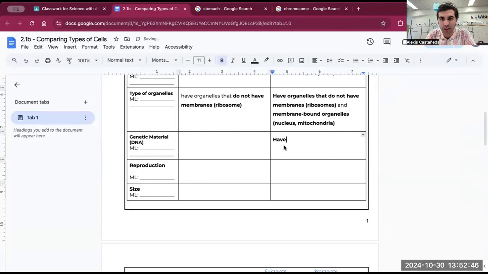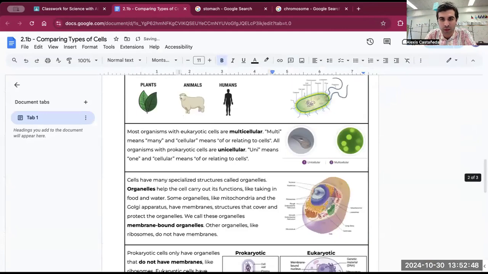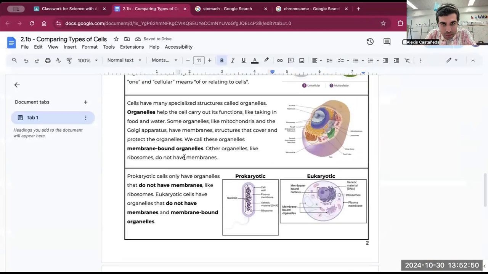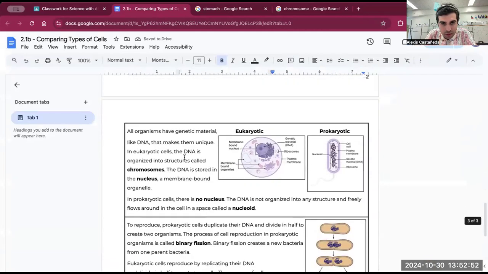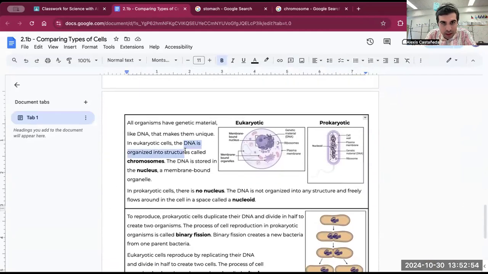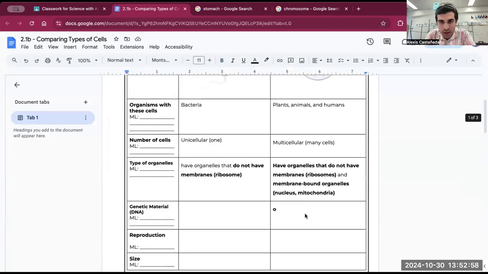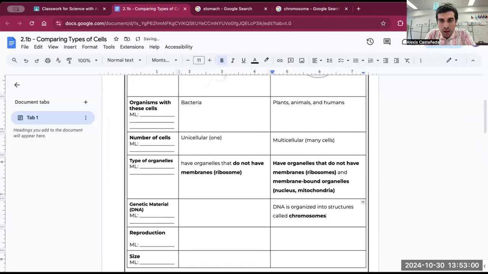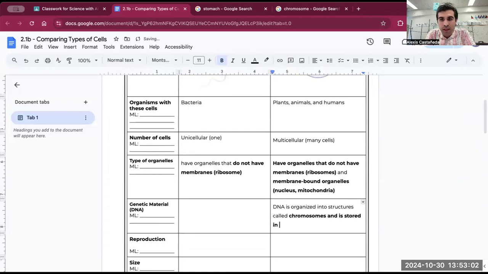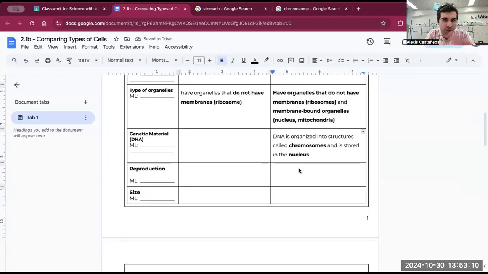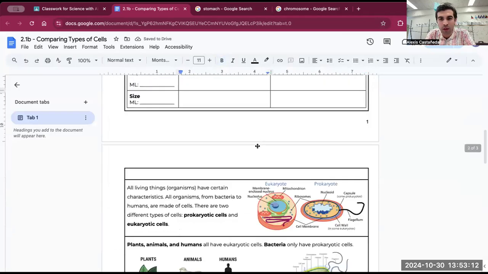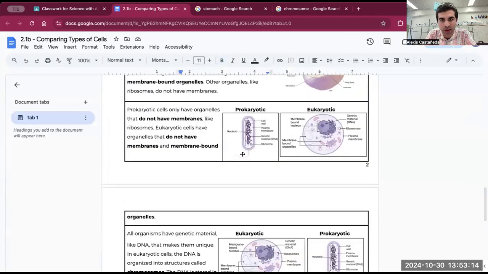This genetic material is, let's take it from here. Eukaryotic, it says DNA is organized into structures called chromosomes and is stored in the nucleus. But chromosomes and DNA, they're the same thing. It's the exact same thing. What about prokaryotes?